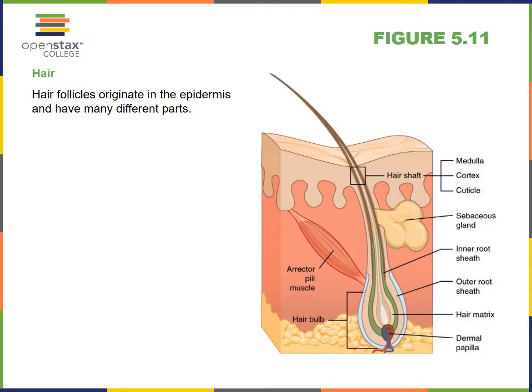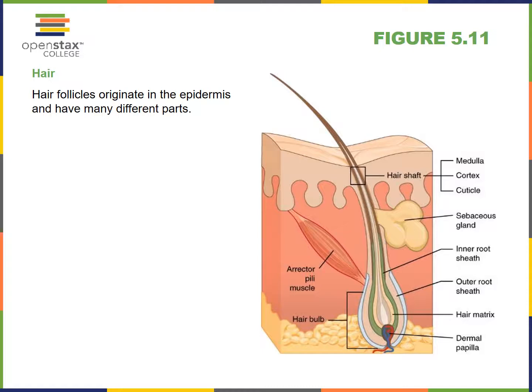Now, the medulla is the central core of the hair. It's surrounded by the cortex, and that's a layer of compressed keratinized cells that's covered by an outer layer of very hard keratinized cells known as the cuticle. Now, the layers we sort of see depicted in this longitudinal configuration.